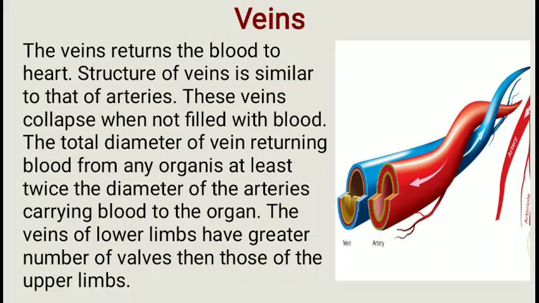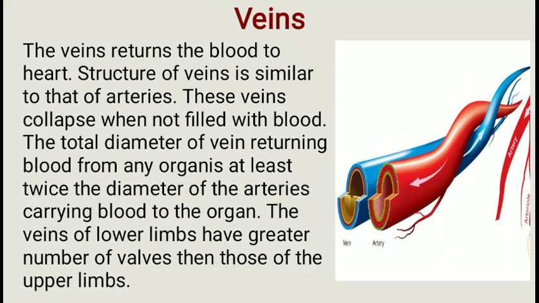What does the vein do? The vein returns the blood to the heart. The main function of the vein is that the impure blood is brought by veins to the right side of the heart. We are talking about the circulatory system. The pulmonary veins also return the blood to the heart, and the structure of the vein is similar to that of arteries. Their structures are mostly the same, and these veins collapse when not filled with blood.